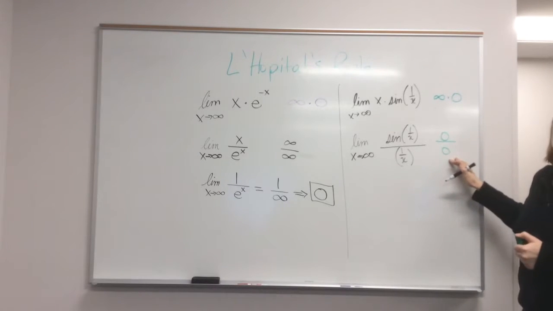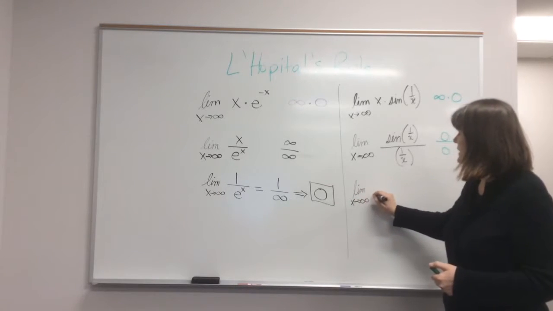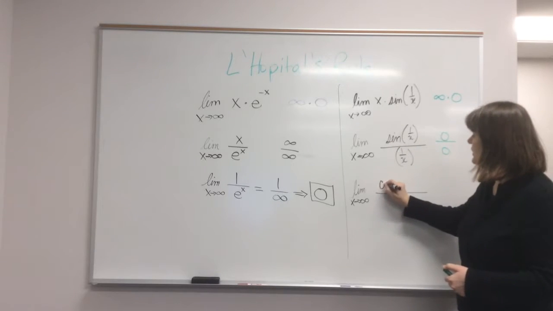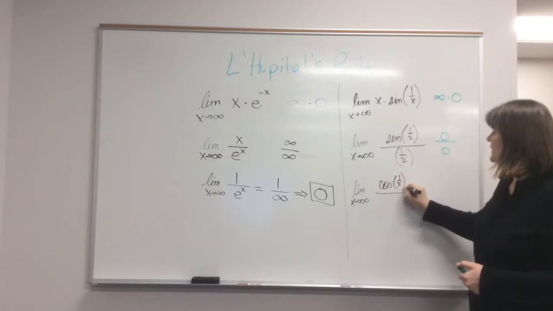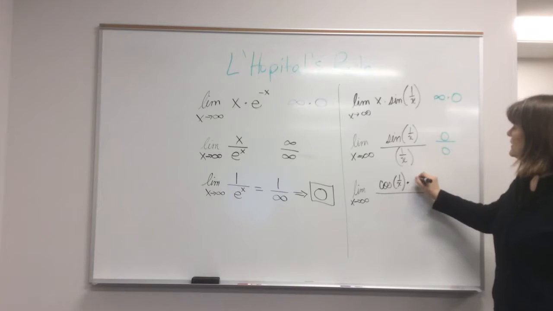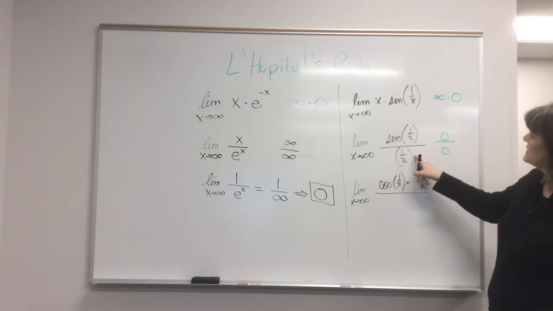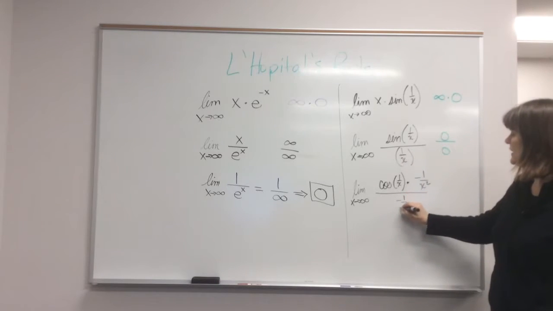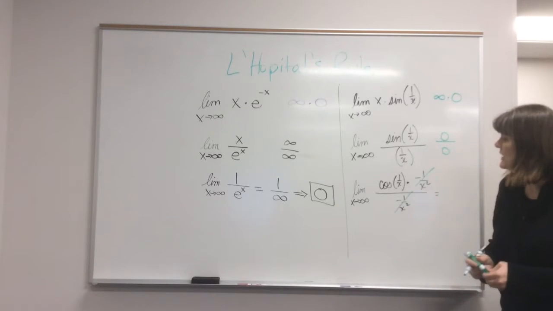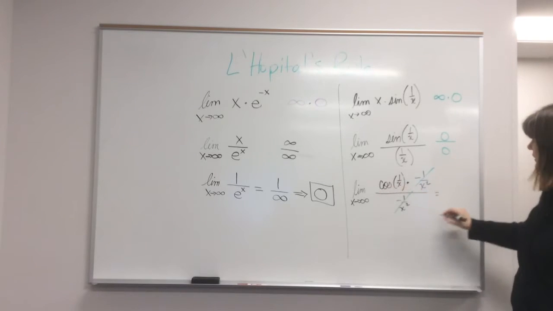Now I can use L'Hopital's rule. So the limit, x approaches infinity, I need the derivative of the numerator. Well, the derivative of sine is cosine of that same angle times the derivative of that angle. The derivative of 1 over x is negative 1 over x squared. Now I need to take the derivative of the denominator, which is negative 1 over x squared. These can reduce, and so now I'm left with the cosine of 1 over infinity, which is really the cosine of 0, which is 1.